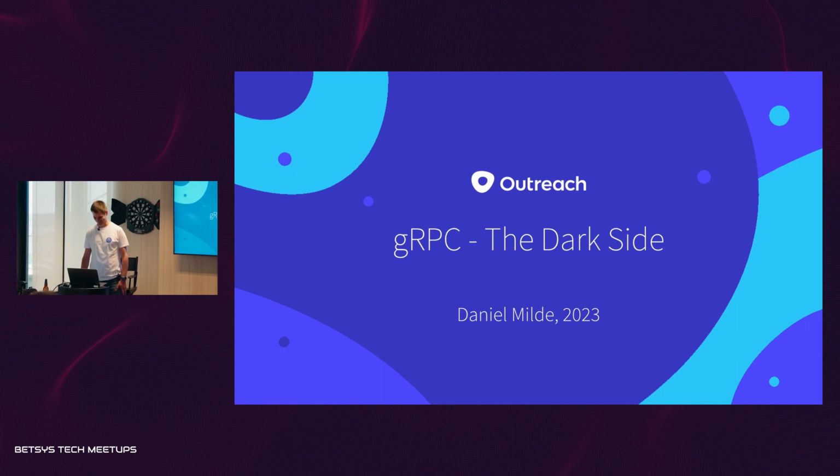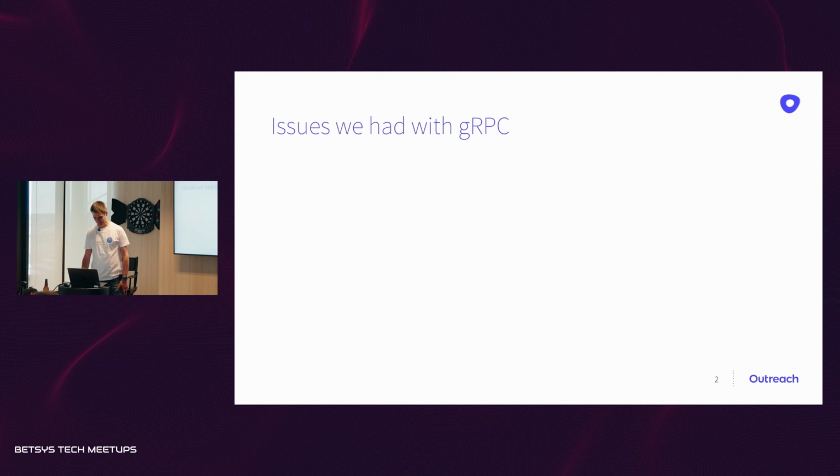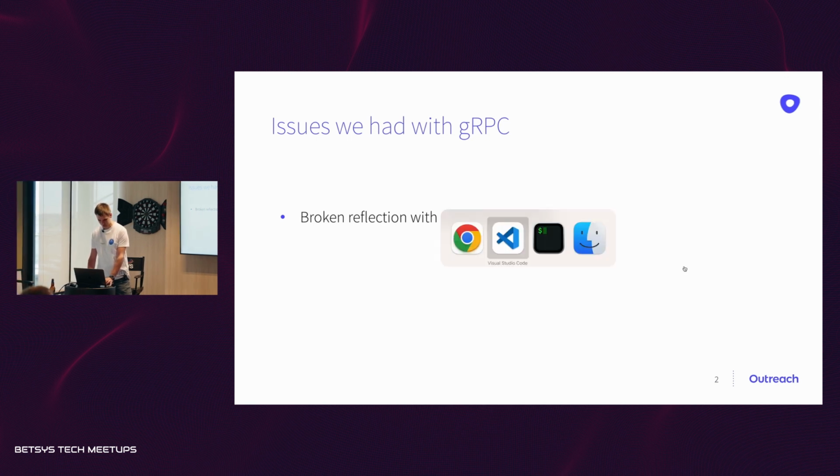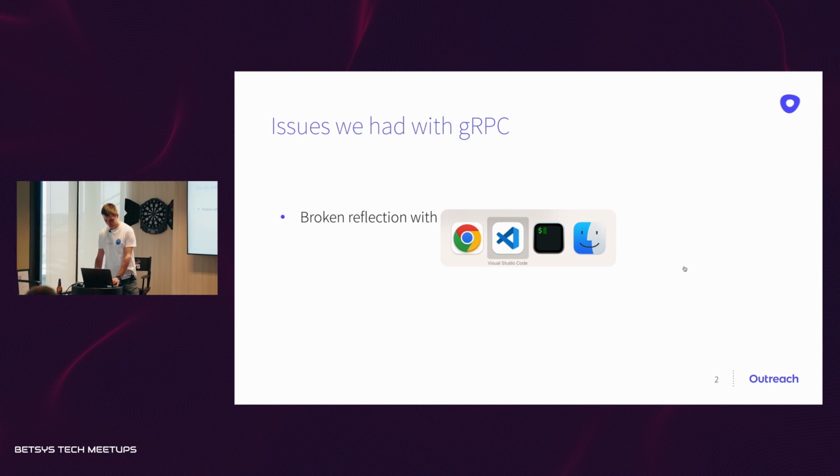It's not so bad. Okay, so what I would like to show you is what issues we met when using gRPC in Outreach, and how to solve some of them, and how to do some workarounds for the rest. So first thing I would like to show is broken reflection when using nested directories for protofiles.